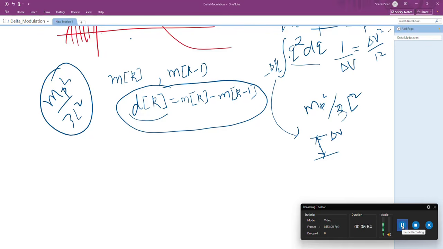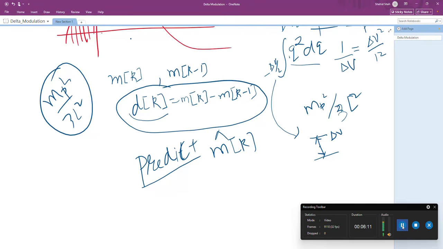We can do even better. Suppose instead of transmitting the difference between the current and previous sample, after transmitting several samples, we try to predict the value of m[k], and let that predicted value of the message sample be m hat k. Then if our prediction is not fully correct, that is, there is some error, we define d[k] to be m[k], the actual value, minus m hat k.